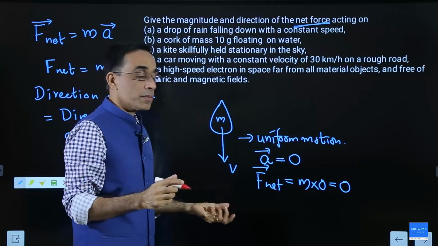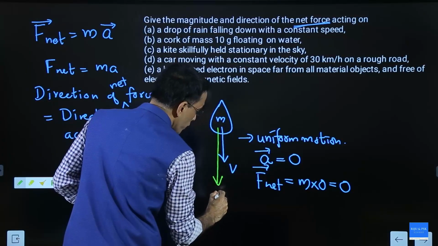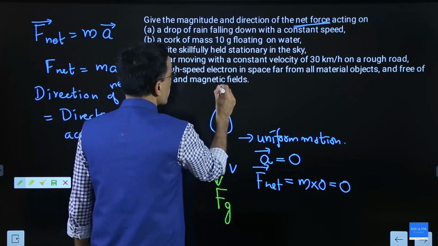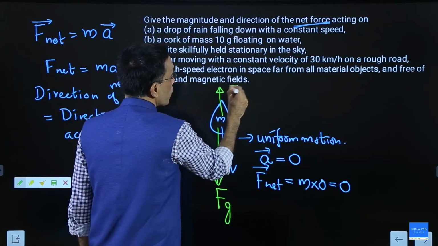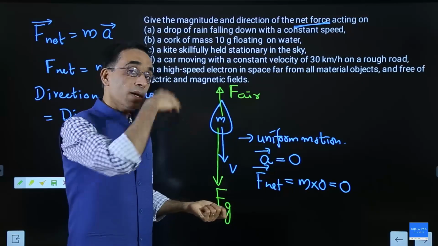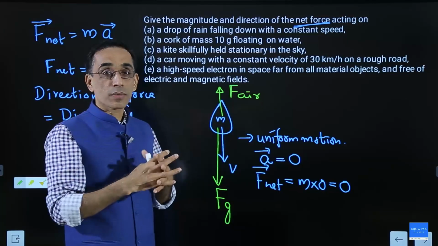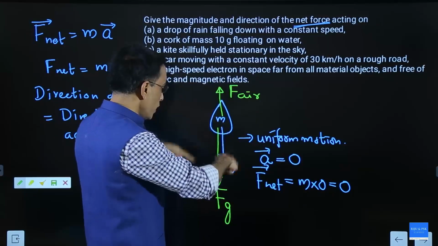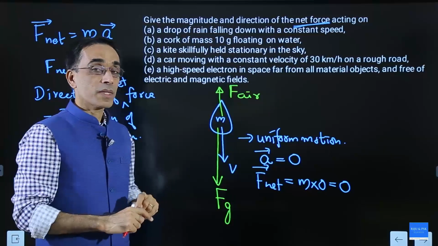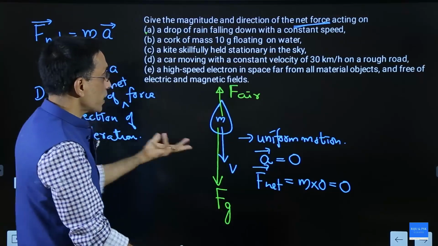In the case of a raindrop, there are actually at least two forces. One is the weight, the gravitational force, the force of gravity, Fg. And there will be another force, called force from air. This force from air is of two types, you will learn later. One is known as the buoyant force, the second one is called viscous force. There are two forces acting from air in the upward direction and one force acting in the downward direction by gravity. These forces cancel each other, so the net force will become 0. So the answer to question A: net force is equal to 0.